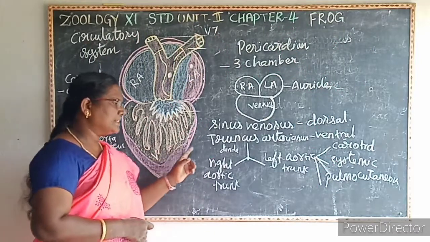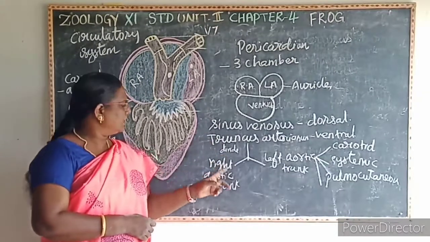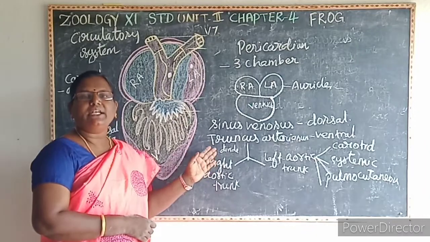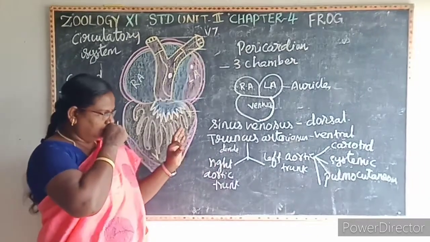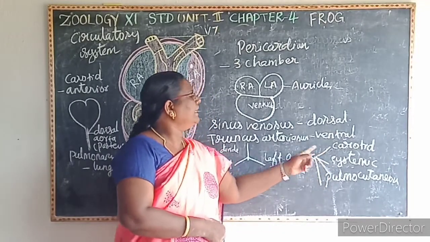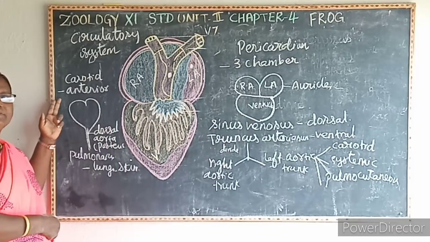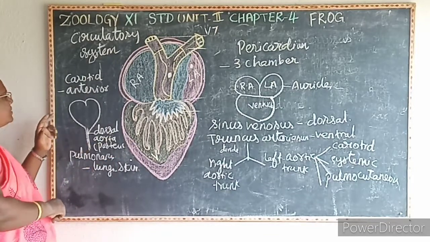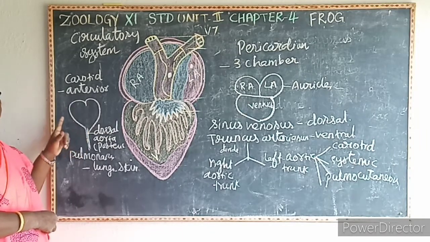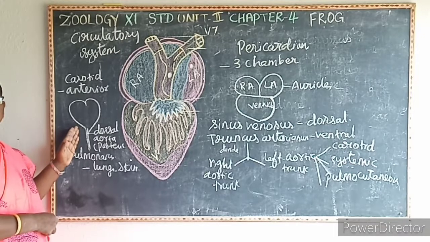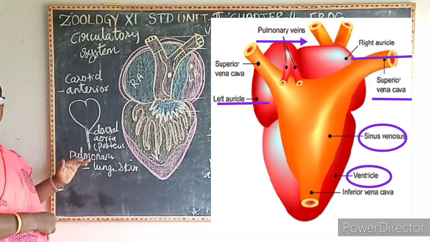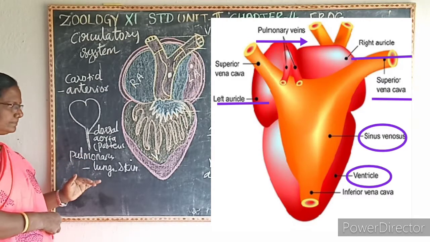The truncus arteriosus, it divides into 2 branches. What are they? Right and left aortic trunk. This left aortic trunk is further divided into 3 branches. What are they? Carotid, systemic and pulmocutaneous. So carotid, it supplies blood to the anterior region of the body. Then this systemic trunk, one on each side posteriorly, joins to form a dorsal aorta. This dorsal aorta supplies deoxygenated blood to the posterior region of the body. Then this pulmocutaneous, it supplies blood to the lungs as well as to the skin.